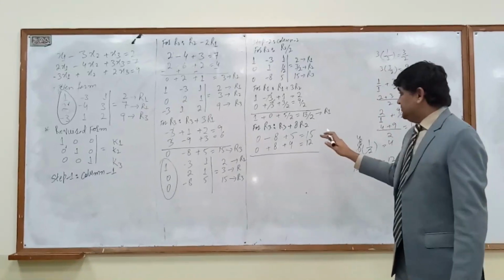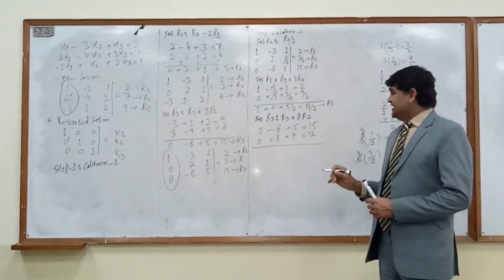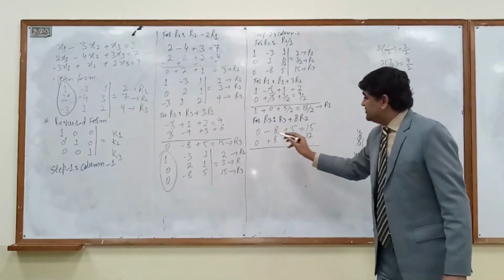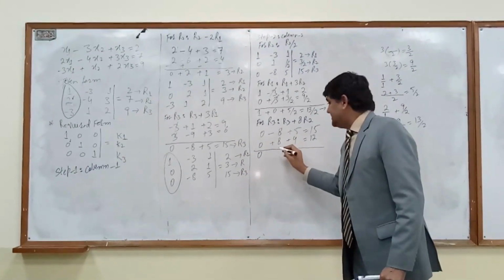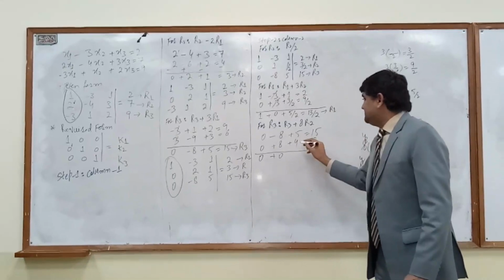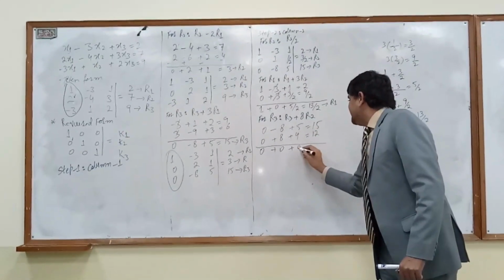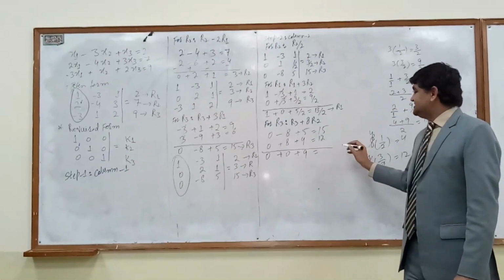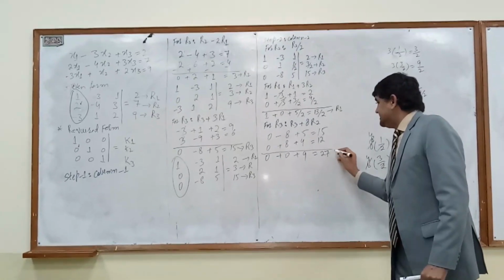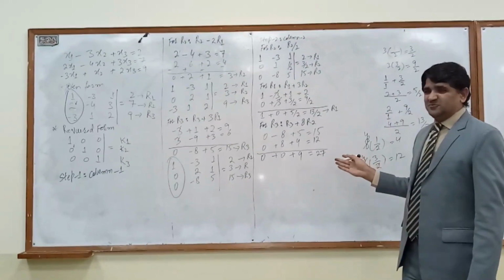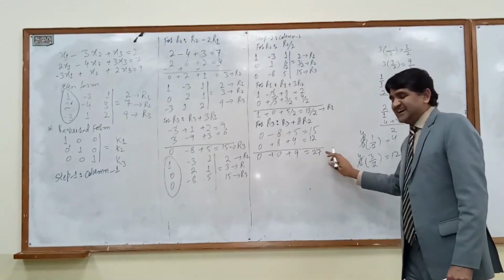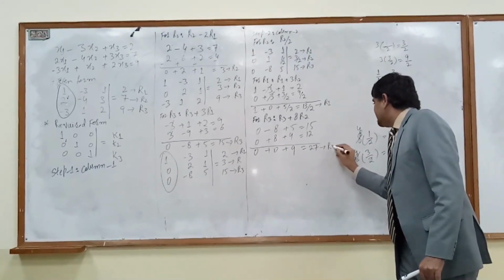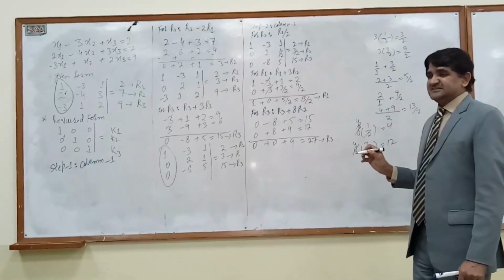So both are going to add, then the sign will remain the same. 0 plus 0 is 0. Minus 8 plus 8 is 0. 5 plus 4 is 9, and 15 plus 12 is 27. So the new row is what we have operated for, R3. Then we can simplify the system.